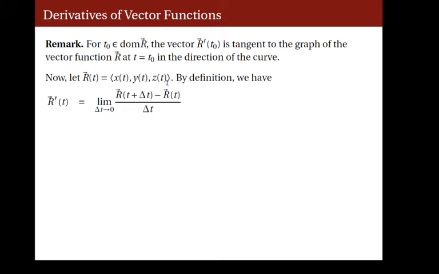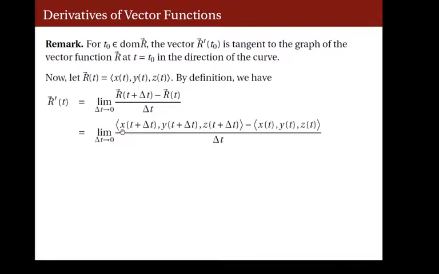So plugging in these functions to R of t plus delta t, we see that this limit becomes the limit of the vector x of t plus delta t, y of t plus delta t, and z of t plus delta t, minus the vector x of t, y of t, z of t, all over delta t.